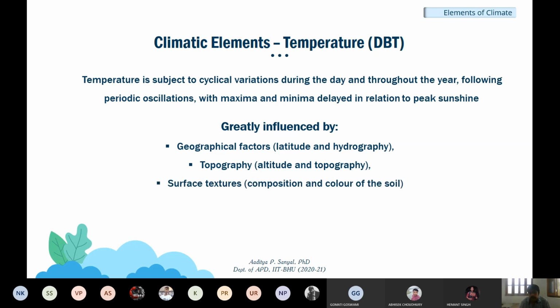The surface textures, the composition and the color of the soil, the surface of the varying elements nearby, location, urban or rural. If you're towards the urban side, the temperature would be on the higher side due to the heat island effect. In the rural areas, the temperatures are generally lower.